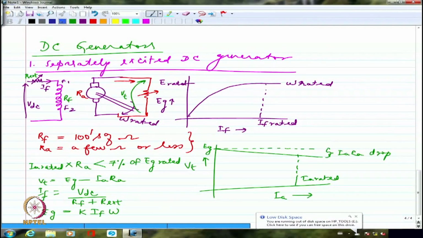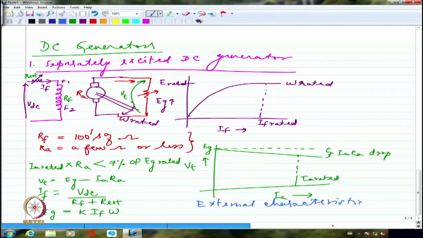By the way, whatever we observe here is the load terminal voltage and the load current, which is external to the machine. So we call this the external characteristics of the machine, whereas this is the open circuit characteristics of the machine.